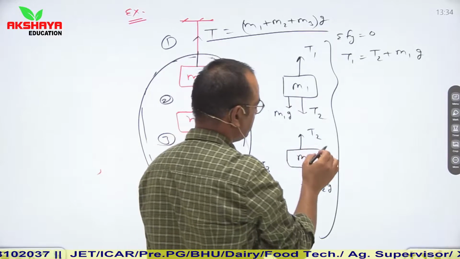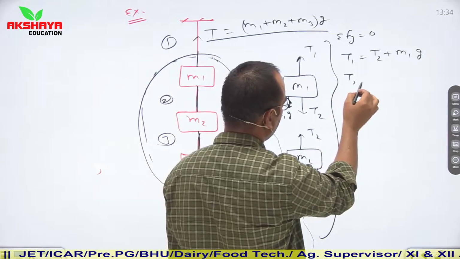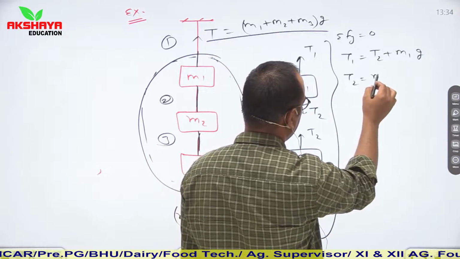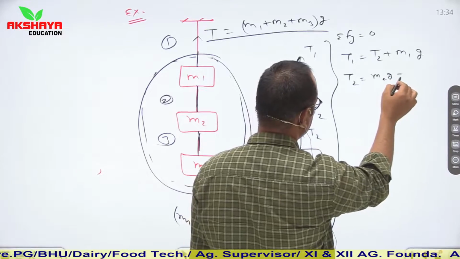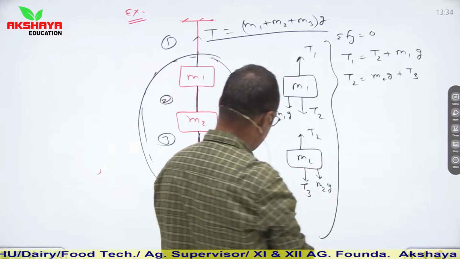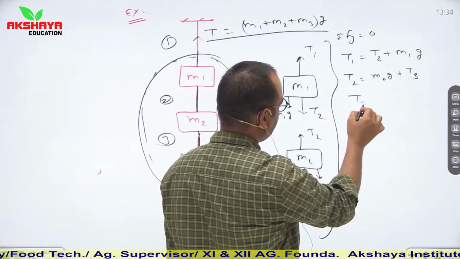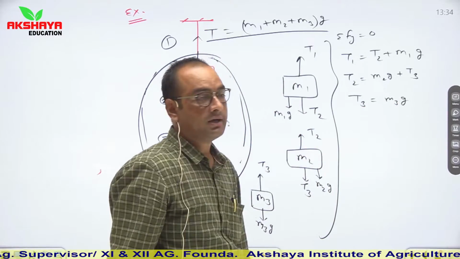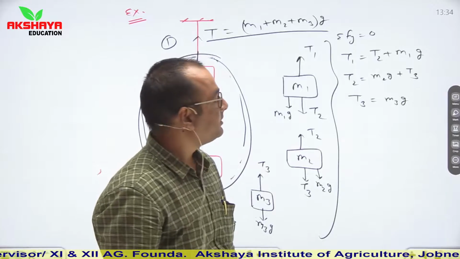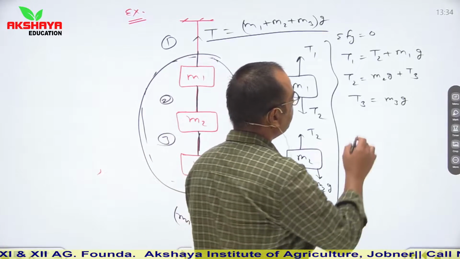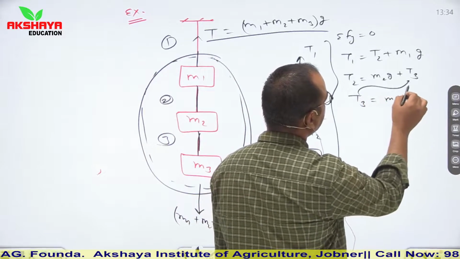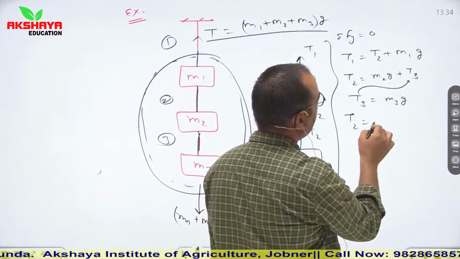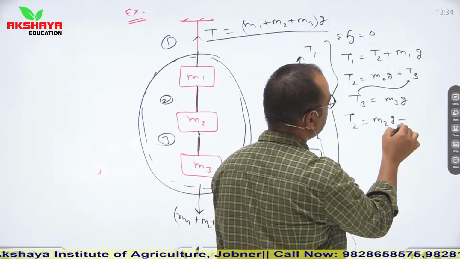For second block, T2 is in upward. So T2 is equal to M2G plus T3, and for third block T3 is equal to M3G. So see, you can remove T1, T2, T3, T2, T3 respectively, place value of T3 here. So it is T2 is equal to M2G plus M3G.